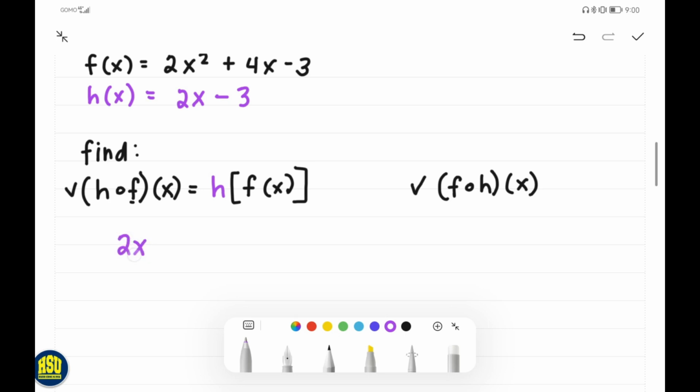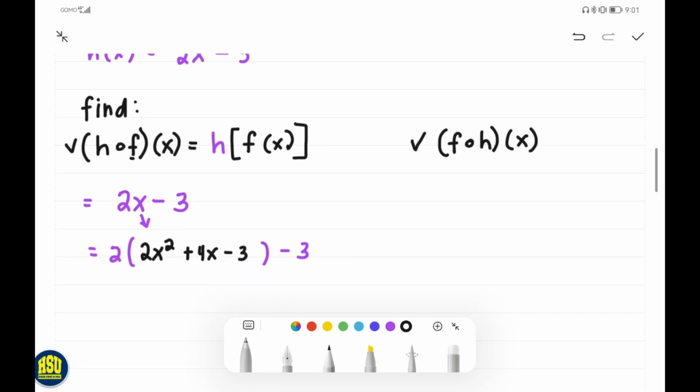So 2x minus 3. So, ang gagawin natin, isa-substitute natin yung value ng ating f of x dito. Okay? So, bring down muna natin yung ating 2. Then, sa loob ng ating parenthesis is the value of our f of x. Then, the minus 3. Ilagay natin sa loob yung ating f of x na 2x squared plus 4x, then minus 3. Then, after that, we are going to use yung distributive property.